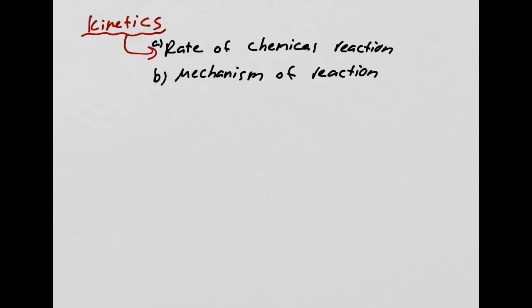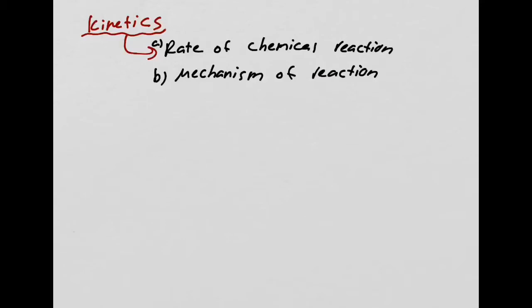Okay, so what's kinetics again? Kinetics is the speed of a chemical reaction, how fast a chemical reaction is going to happen. Just because thermodynamics tells us a reaction is going to happen, it doesn't mean it's going to happen fast. The speed of the chemical reaction, the rate of the chemical reaction, has to do with kinetics. Also, kinetics gives us some idea about the mechanism of the reaction. And we're going to go over that in a little bit.